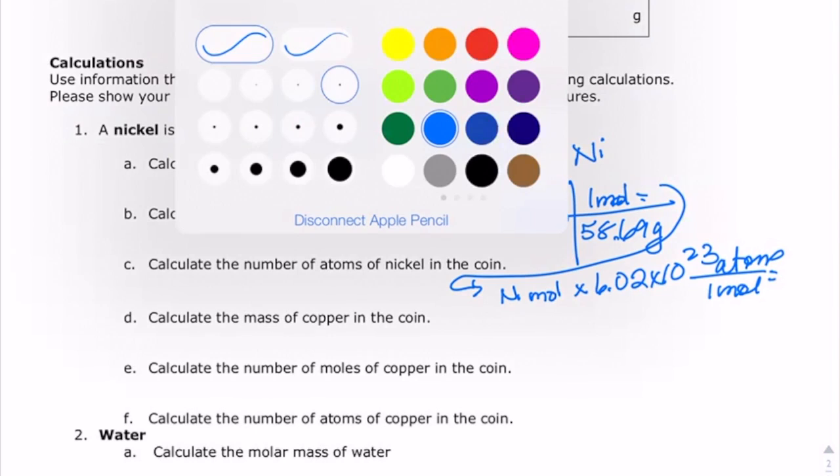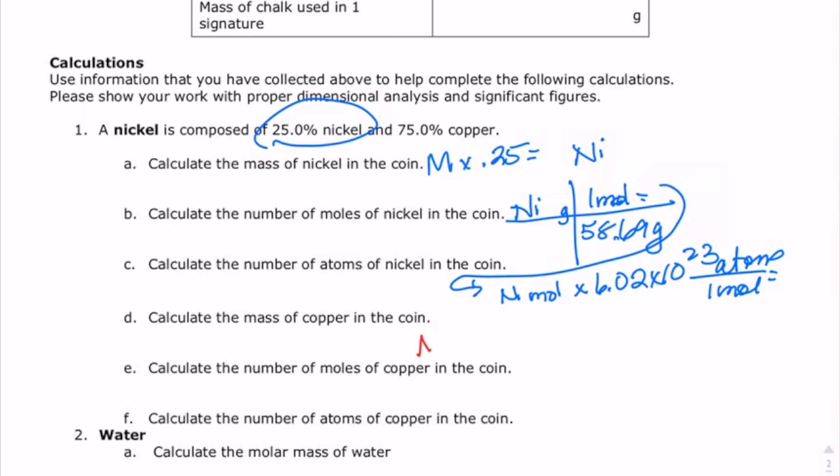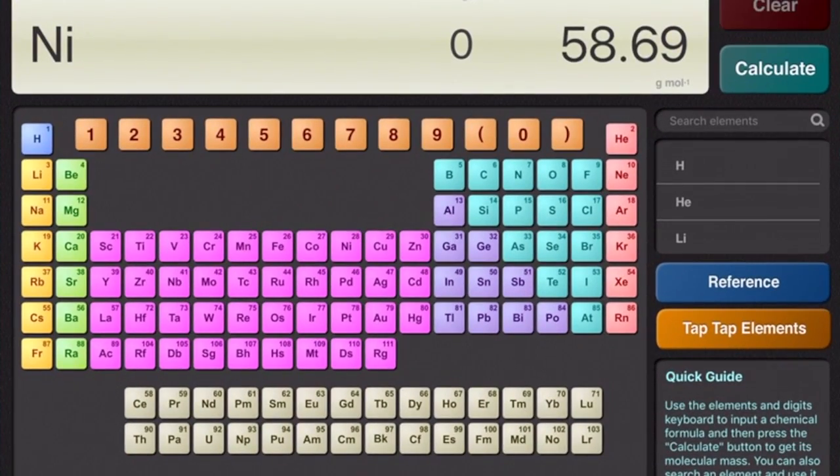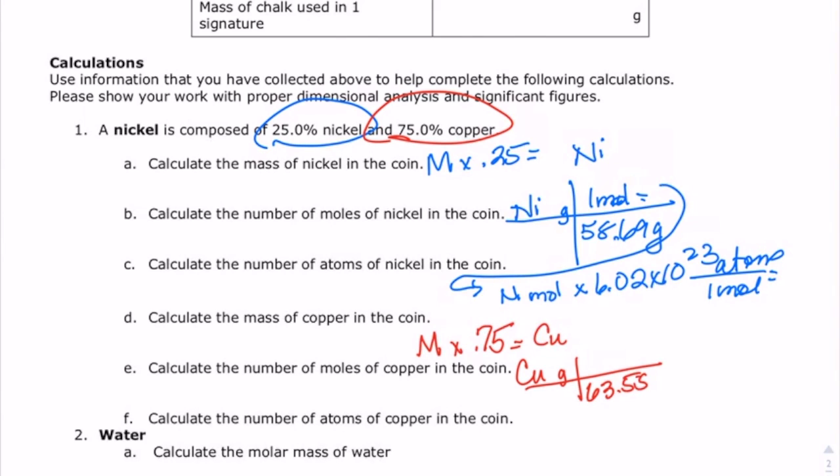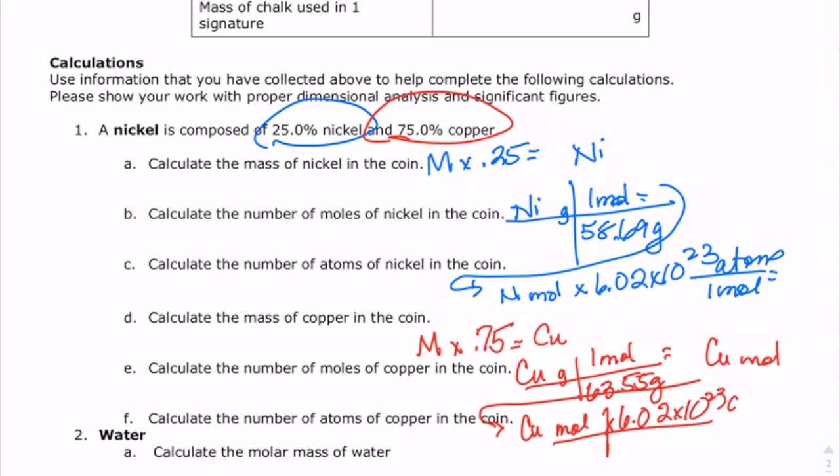Now, next, we're going to do mass of copper. So again, we're going to take the mass of the coin. 75% of that coin is copper. So 75% of the mass will be copper. To find the number of moles, we'll take copper grams, change it to moles by dividing by the molar mass of copper, which is 63.55. And that will give you moles. That will come down here. To find the number of atoms, we'll take our copper moles times Avogadro's number. And that will give us atoms of copper.